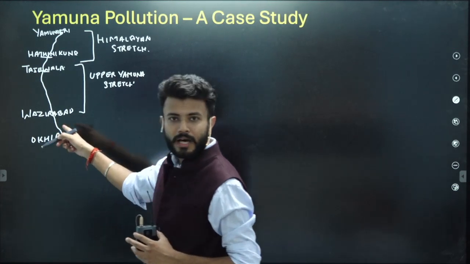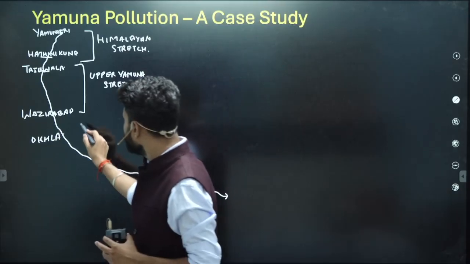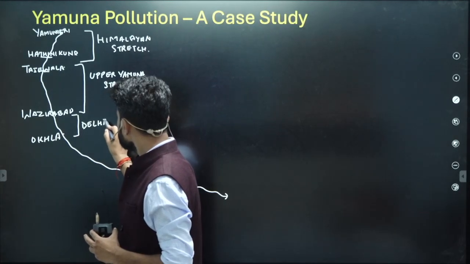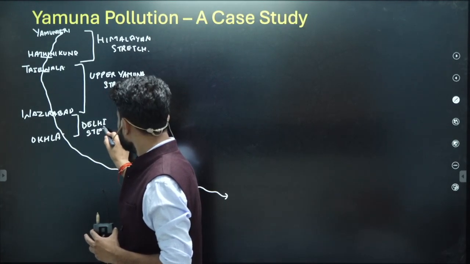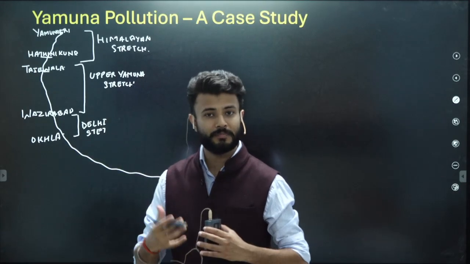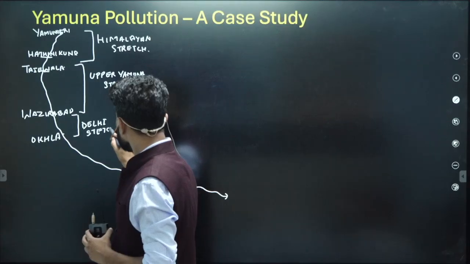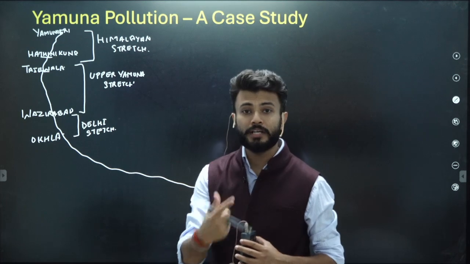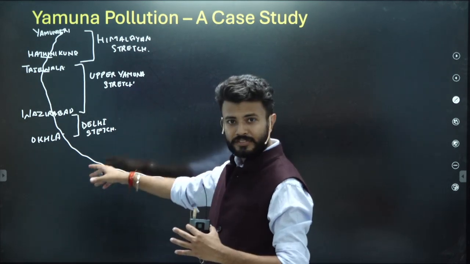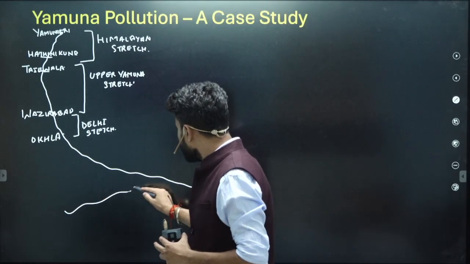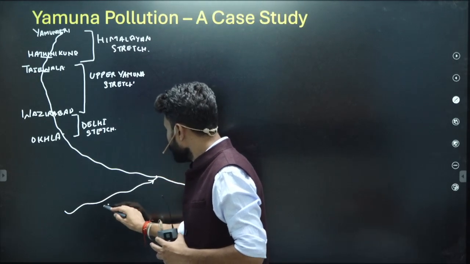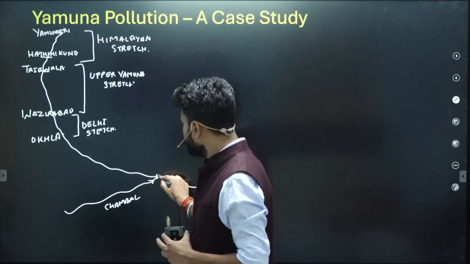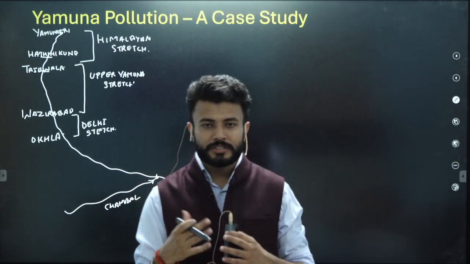From Wazirabad barrage to the Okhla barrage is the Delhi stretch. And we know that this stretch is responsible for the majority of pollution in river Yamuna, right? Then as we move ahead, the next important point in this case study is the point where river Chambal, an important tributary of Yamuna, merges with river Yamuna.